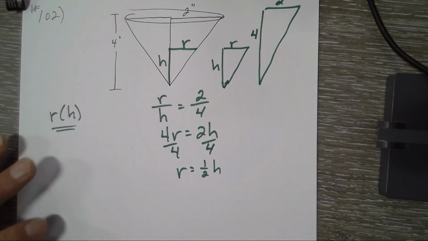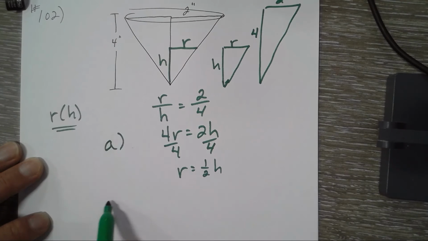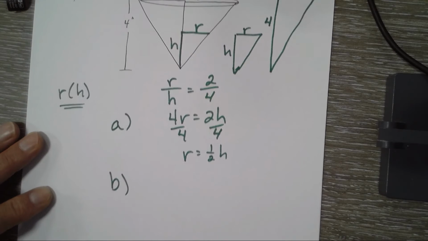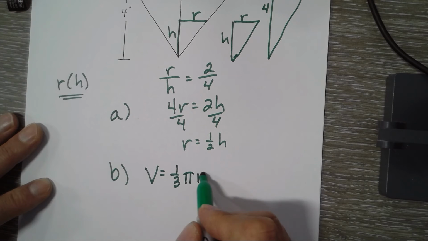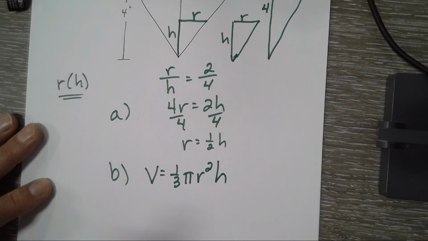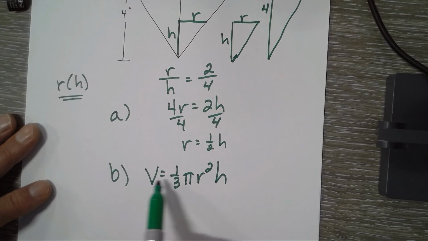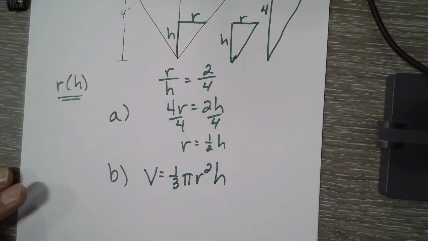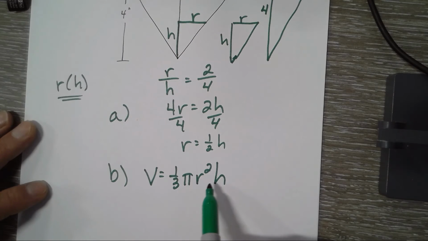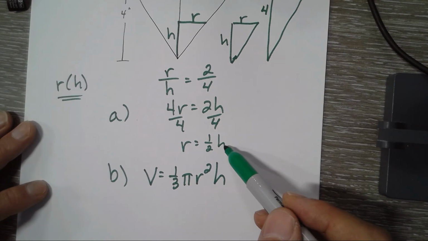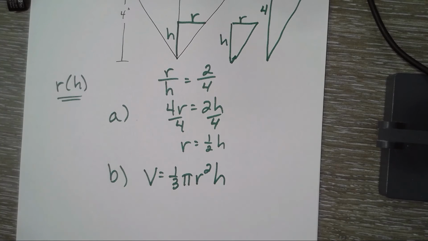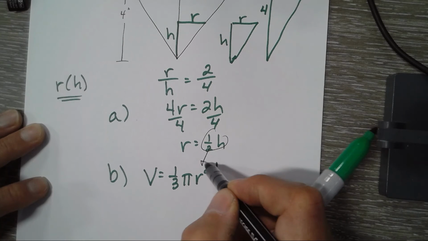B, write the volume V of the water as a function of its depth. Okay, volume, so this is A. B, so we have a cone, and the volume of the cone is 1/3 area of the base, so pi r squared times the height. So that's the volume of a cone. That volume has two different variables, r and h. We want to write the volume as a function of just h. We don't want r in it. Well, luckily, we just solved for r in terms of h. So we can take that and plug it in for r right there.